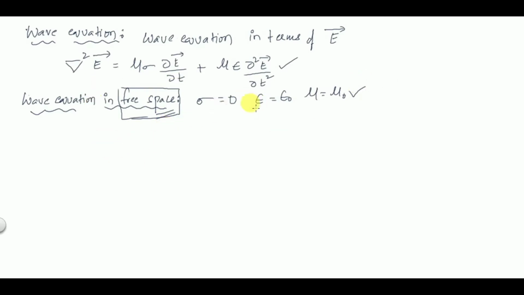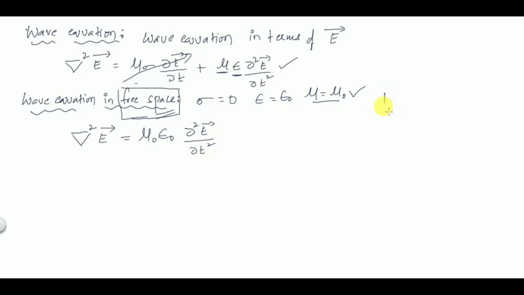If you substitute sigma is equal to 0, this term totally becomes 0, so the leftover term is del square E bar. So del square E bar is equal to mu naught epsilon naught into dou square E bar by dou t square.